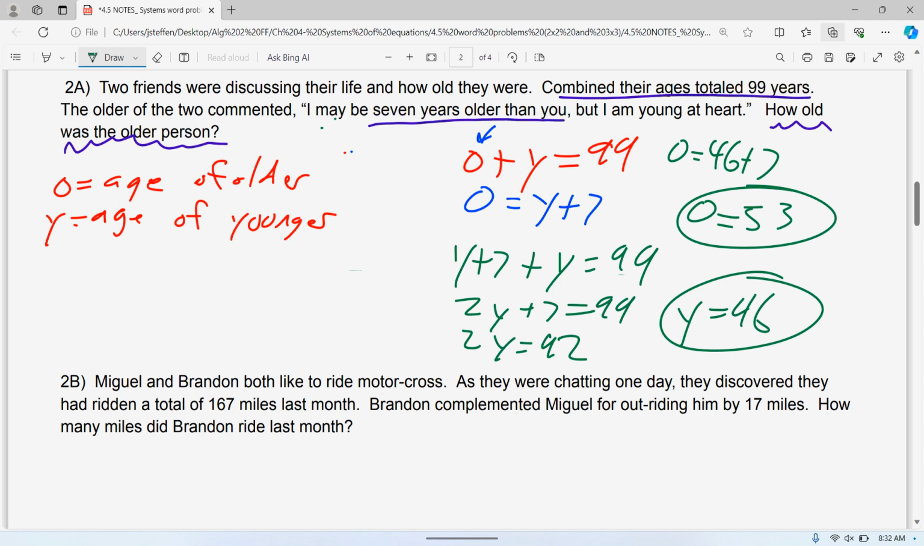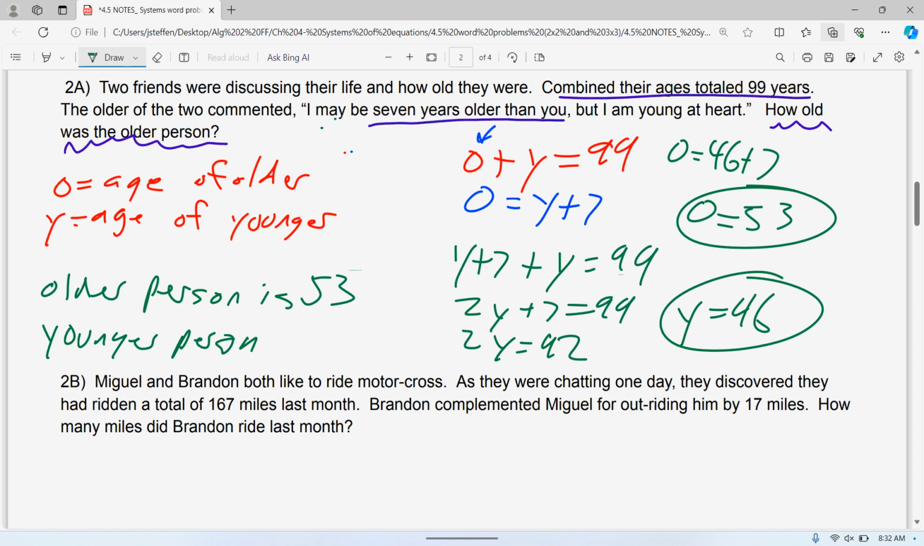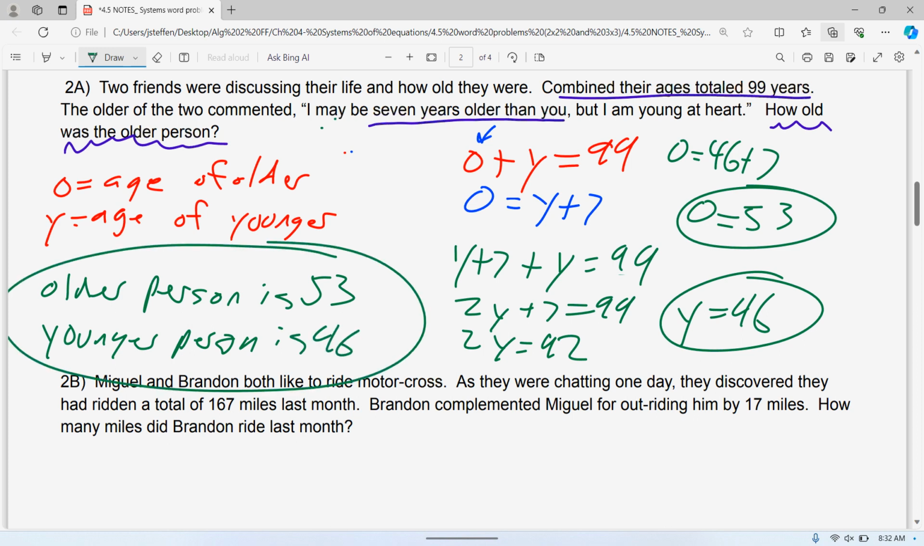Writing your answer out, I would just say the older person is 50. Younger person, oops, okay, is 46. It doesn't have to be grammatically correct. It doesn't have to be a full sentence. I don't care, just as long as I can tell you guys know what's happening.